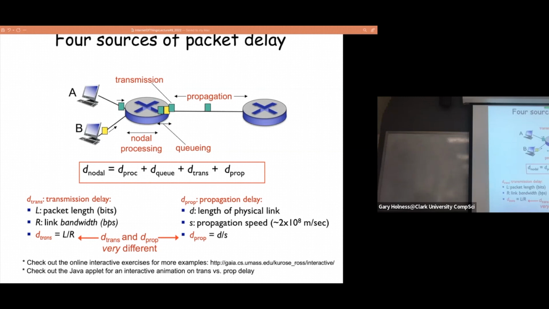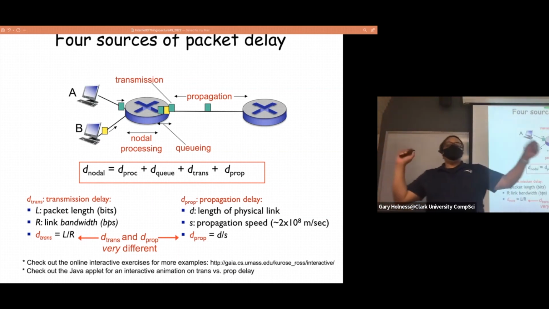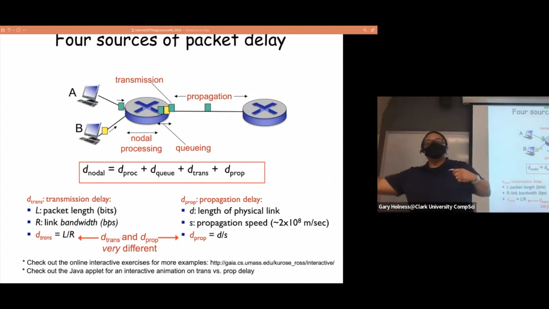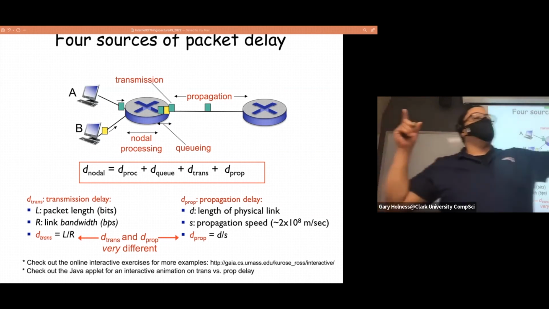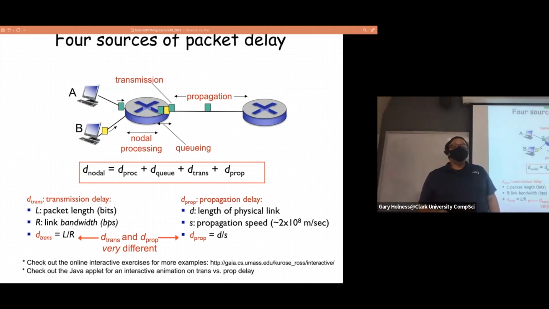And so these four quantities, processing delay, queuing delay, transmission delay, and propagation delay, impact the perceived time it takes for a message to go from the source endpoint, the client, to the responder, the server. Any questions about this? That make sense?